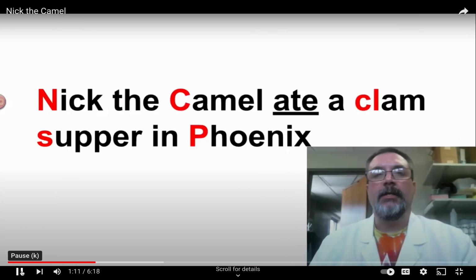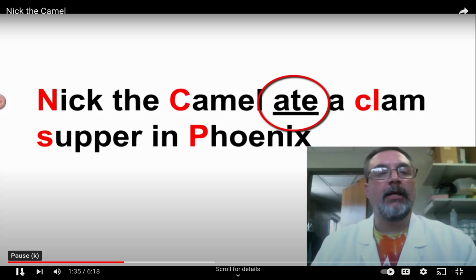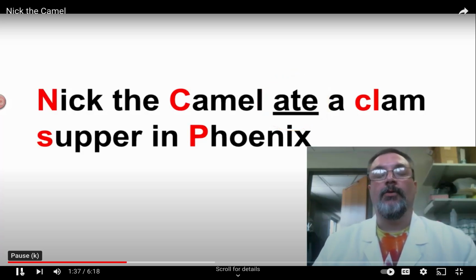Well, the thing about this sentence, Nick the camel ate a clam supper in Phoenix, is that it helps you to remember 5 of the most important polyatomic ions. And I'm going to show you how it works. I kind of gave you a little bit of a clue with the red letters here, but essentially, these are the -ates, which is why the word ate is underlined. So this is nitrate and carbonate and chlorate and sulfate and phosphate. If you want to remember those formulas, you can use this sentence to help you do it.